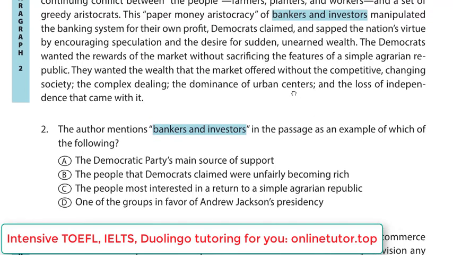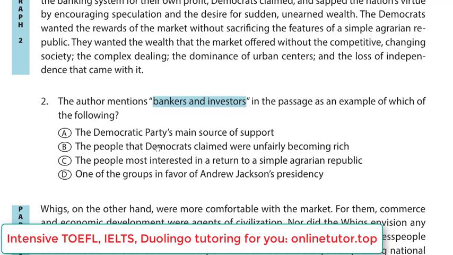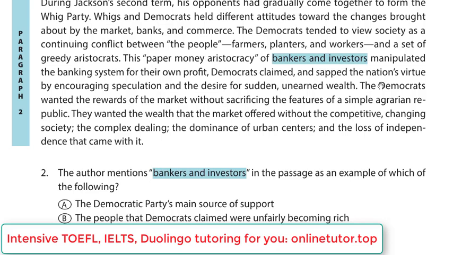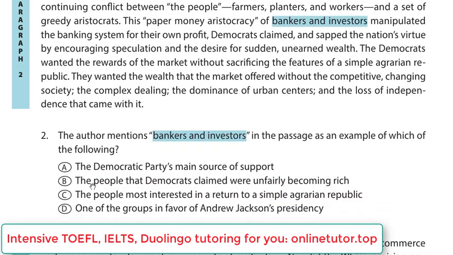"As an example of which of the following" is just, let's say, a factual question, but a twisted factual question. A. The Democratic Party's main source of support. Absurd, because they hated each other. Yes, so how can bankers be the source of support? B. The people the Democrats claimed were unfairly becoming rich. Yes, because it's mentioned here: they sapped the virtue by encouraging speculation and the desire for sudden unearned wealth. You see? The desire for sudden unearned wealth, and they encourage this. So, very, very probable.